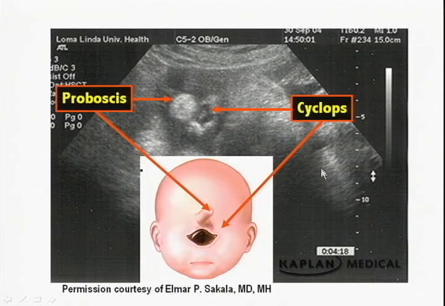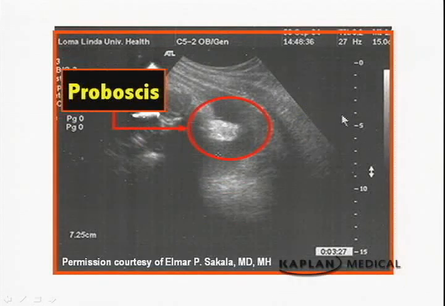This is a patient that I had. This is a two-dimensional ultrasound, and you can see here the single eye, the cyclops, and this is a protruding proboscis, which is above the single eye. Here is the ultrasound of the proboscis as it is extending out of the head.